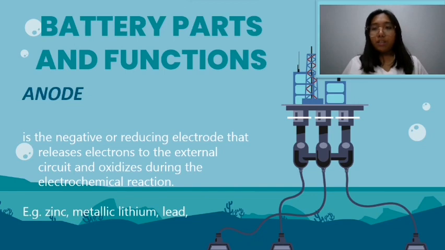Anode. So what is anode? It is the negative or reducing electrode that releases electrons to the external circuit and oxidizes during the electrochemical reaction. For example, zinc, metallic lithium, and lead. So, sa madaling salita, ang anode, ito yung negative side of the battery.